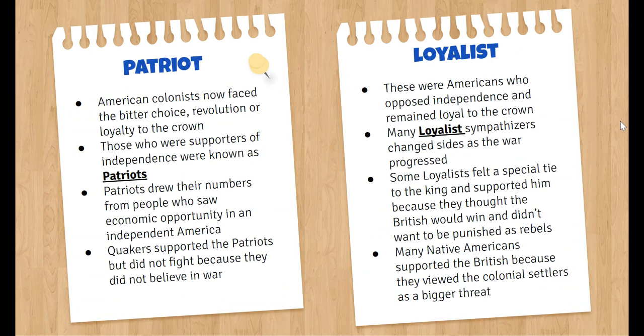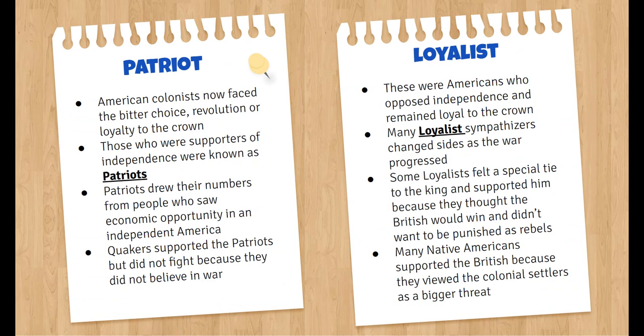Patriot and Loyalist. American colonists now faced the bitter choice: revolution or loyalty to the crown. Those who were supporters of independence became known as patriots. Patriots drew their numbers from people who saw an economic opportunity in an independent America. Quakers supported the patriots but did not fight because they did not believe in war.